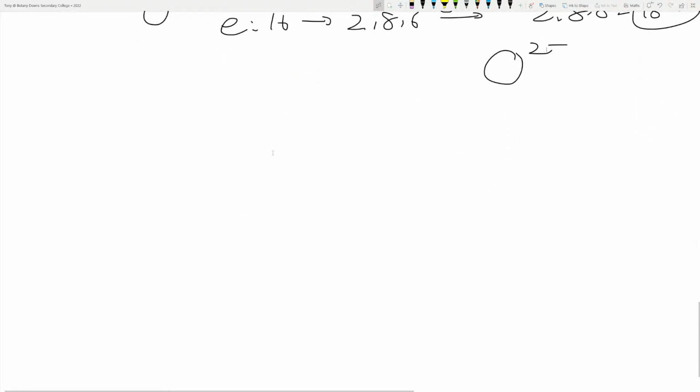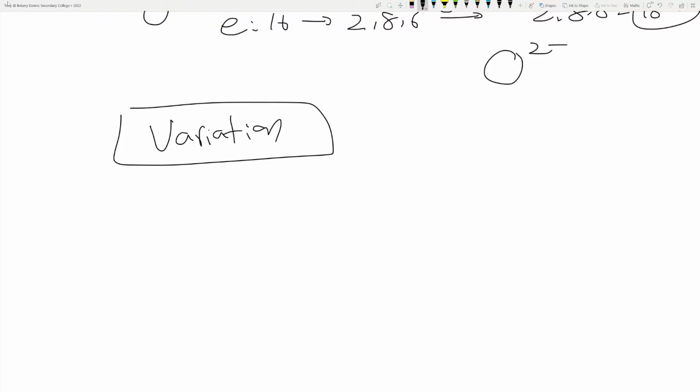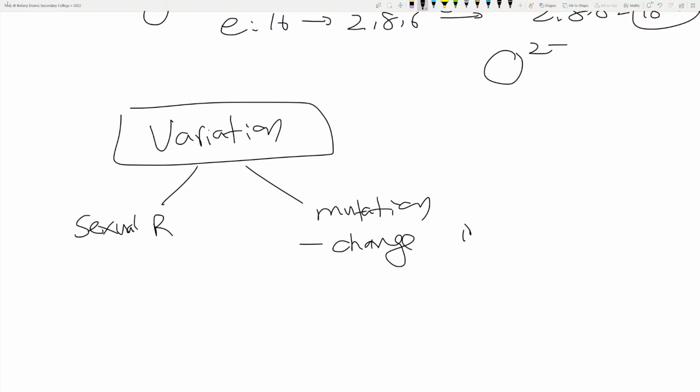If you want a quick tip to pass bio, one of the easiest ones to do is the Punnett squares. Punnett squares is normally quite straightforward, as well as the variation. This question always comes up because the topic is called genetic variation. So what causes variation is sexual reproduction, and then you have mutation. What is mutation? Mutation is a change in the base sequence, due to the environment, or it could be a mistake that happens during replication, all that sort of stuff.